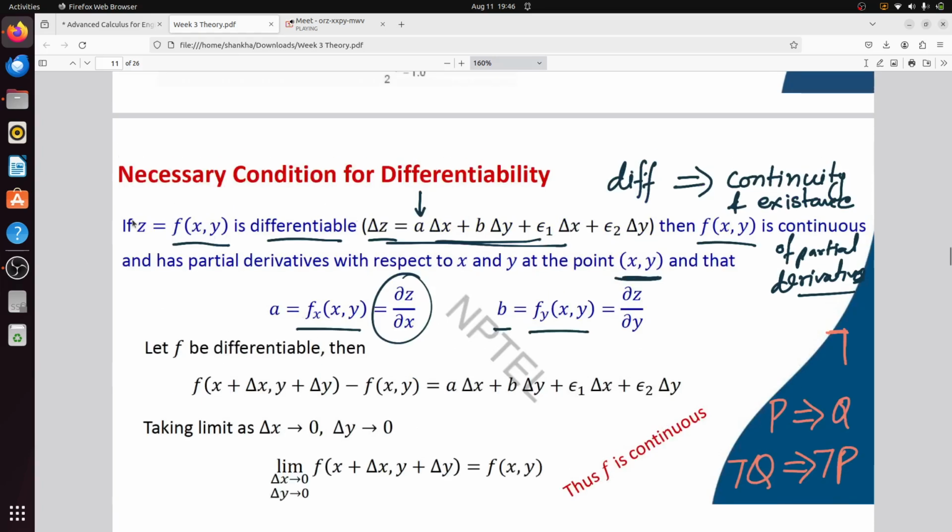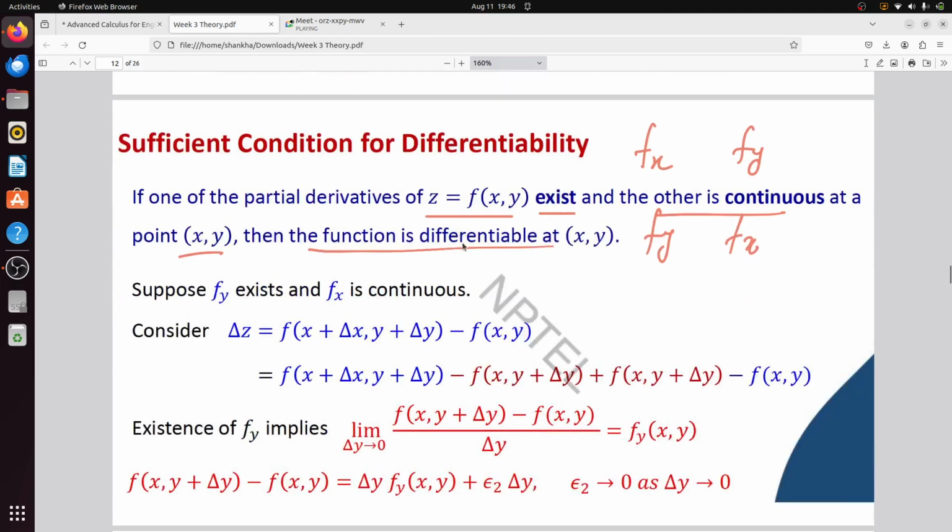So this is the necessary condition for differentiability. If the partial derivatives do not exist, then the function will not be differentiable. That is our aim, to state the necessary condition for differentiability. So for differentiability, the necessary condition implies that if the function is not continuous and does not have the partial derivatives, then you can never have differentiability.